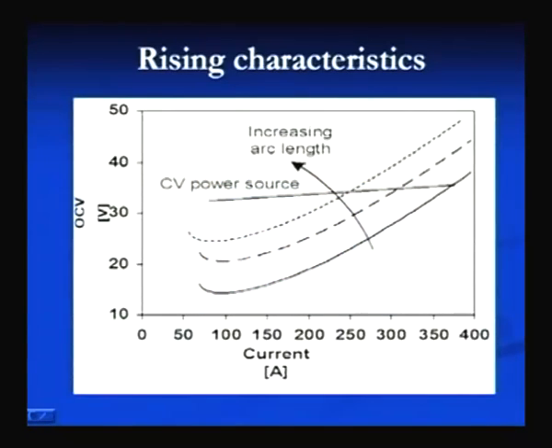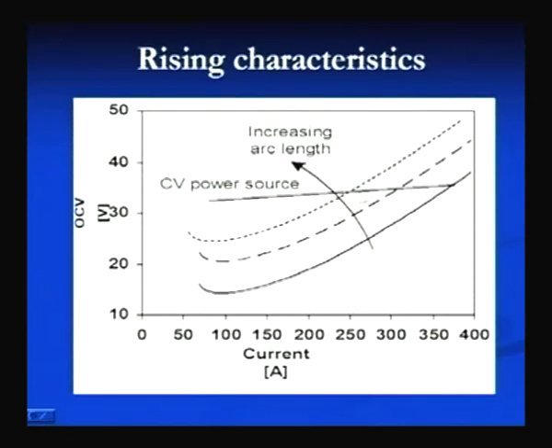So, as I have told you earlier, these are the three different arc characteristics corresponding to different arc lengths. Here the arc length increases: this is the arc characteristic for the smallest arc length, then the middle arc length, and the larger arc length, and this is the VI characteristic of the power source. So, the intersection of the arc characteristic and the power source characteristic leads to the operating point. This is one operating point, this is another operating point, and a third operating point.